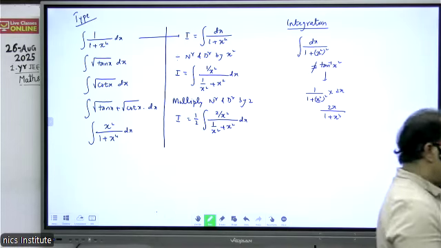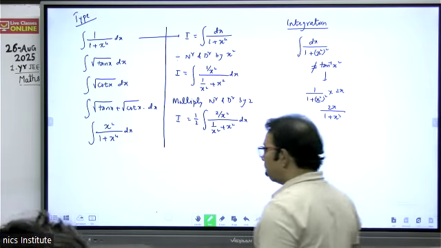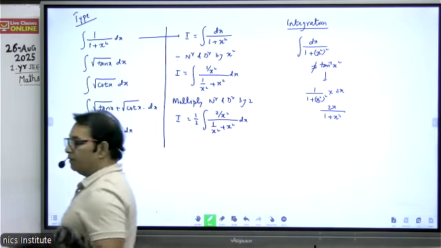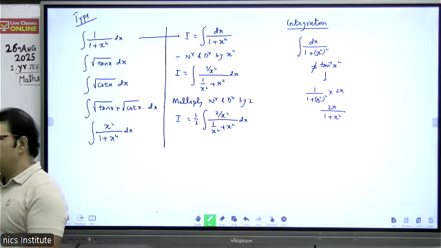So first we divide the numerator and denominator by x square. Next we divide by 2 and multiply by 2.